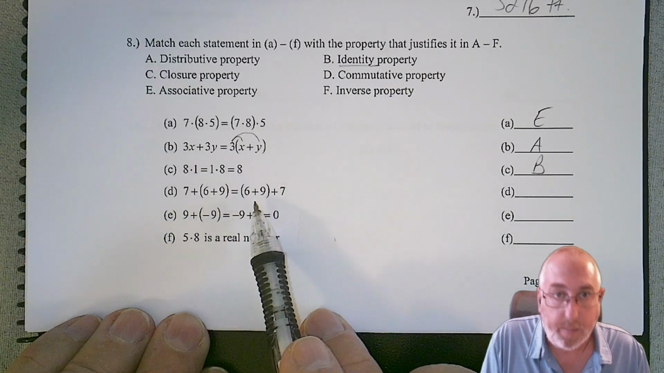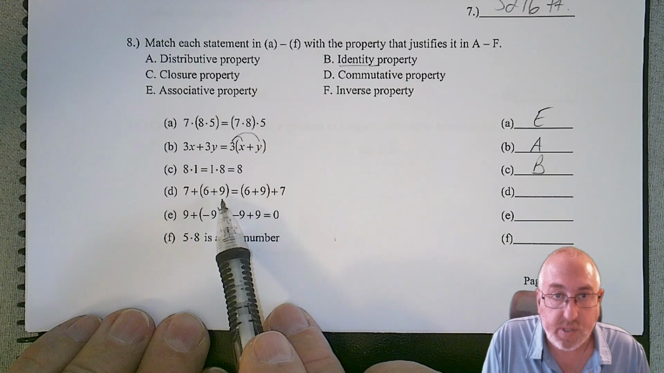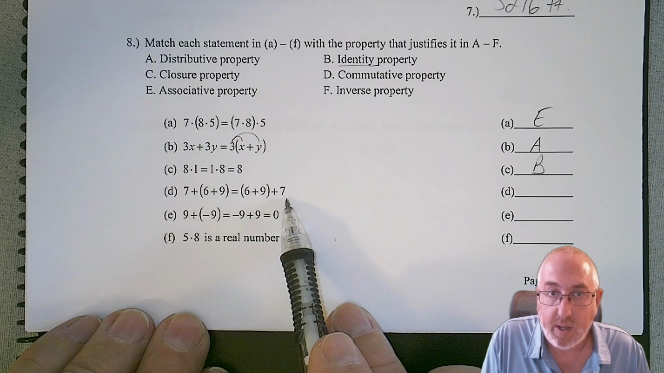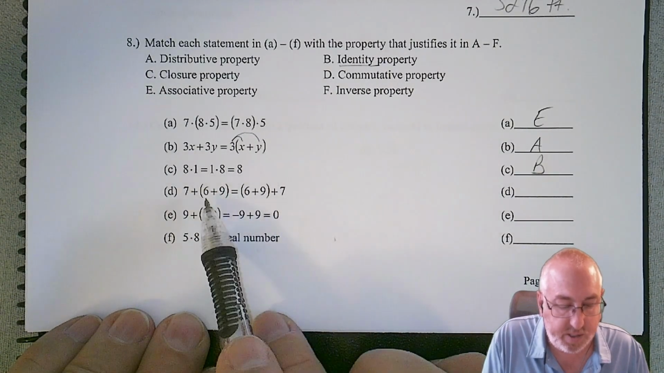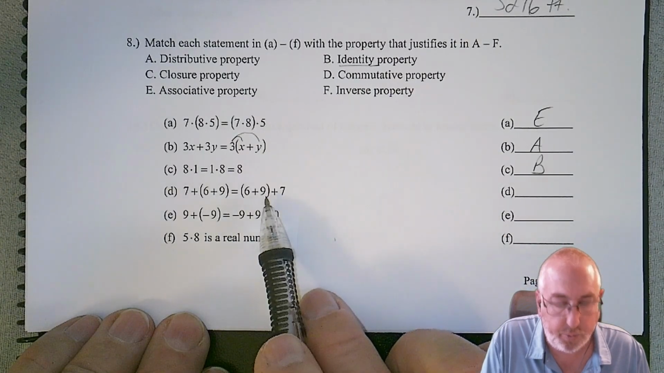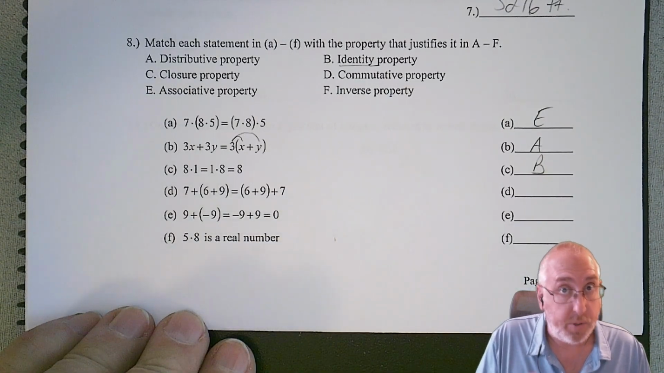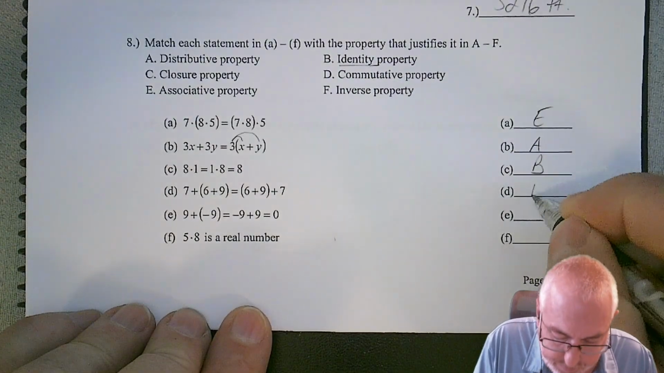Now look at the next one. We got 7 plus (6 plus 9) equals (6 plus 9) plus 7. So numbers are moving. The parentheses didn't move. They stayed around the 6 plus 9. So that's key. They're trying to confuse you into saying it's the associative property. But in fact, numbers are moving. So that is the commutative one.